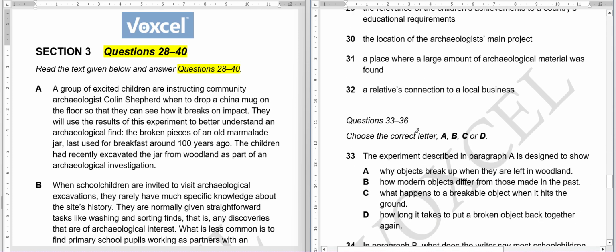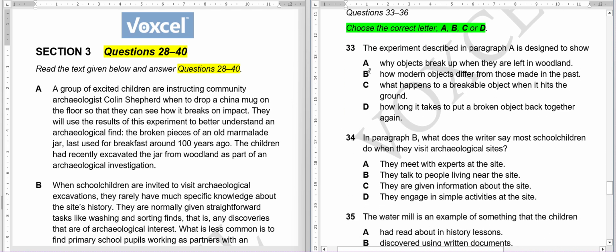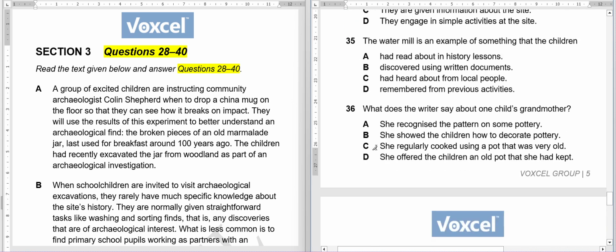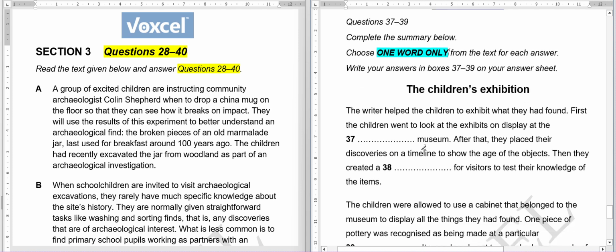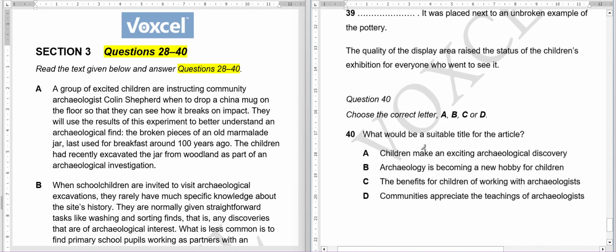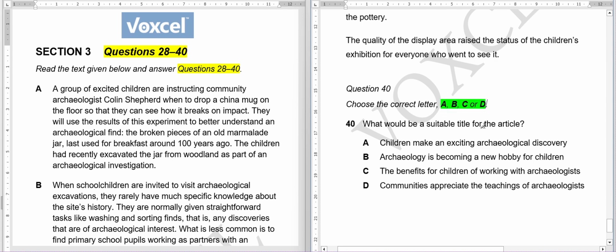Clear? And from 33 to 36, let me change the color. We have MCQs. So out of these 4 options, we have to pick the correct one. And from 37 to 39, you have to complete the summary. That just means fill in the blanks. And the important thing is you have to pick one word only. You cannot write more than one word. And for question 40th, again you have MCQs. So you have to pick one option out of these 4.